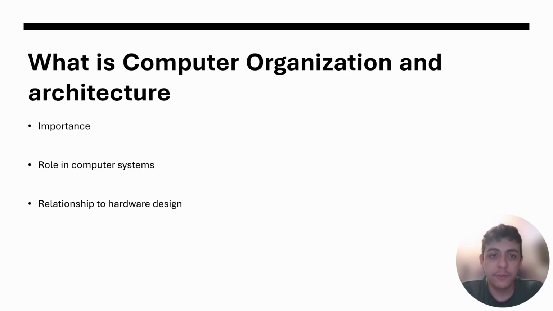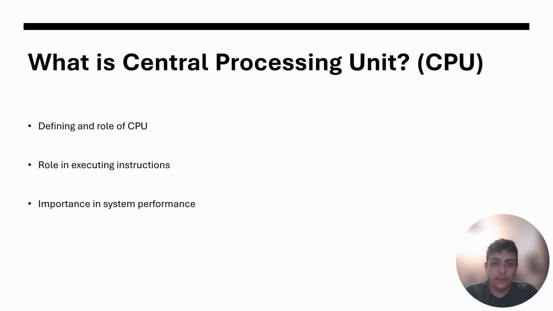The organization focuses on how it's actually built, so the components like the CPU, the memory, the input and output devices, how they're all connected and how they interact with each other. This is important because it directly affects how fast and efficient a computer is going to be. Everything from opening apps to running games depends on how well the system is designed. Overall, it plays a major role in computer systems by connecting hardware and software, making sure everything runs smoothly and also efficiently.